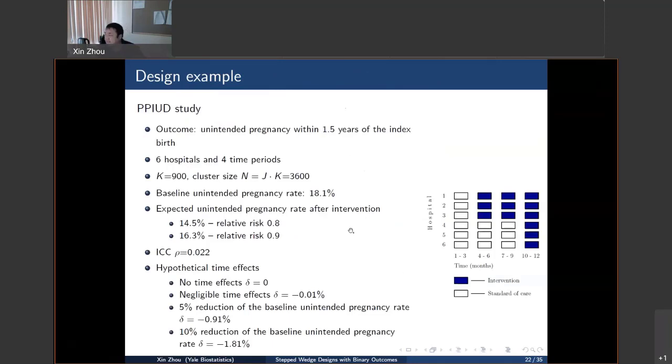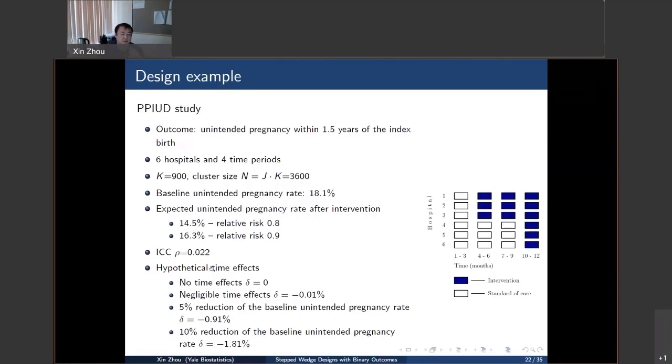Now we use the PPIOD study as an example. The outcome is binary, that is unintended pregnancy, and there are 6 hospitals and 4 time periods. K here is the number of individuals at each period from every cluster. K is 900. And the baseline prevalence is about 18%. And we consider two possible treatment effects with relative risk 0.8 and relative risk 0.9. ICC is estimated as 0.022. This number was estimated from a previous study.